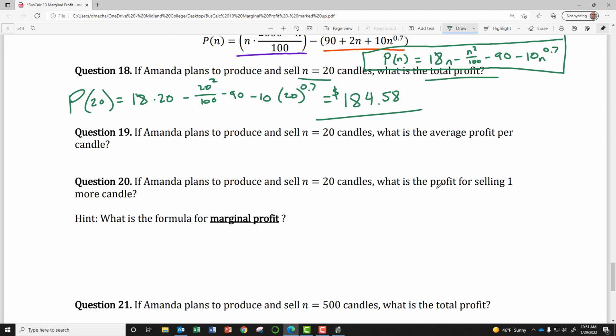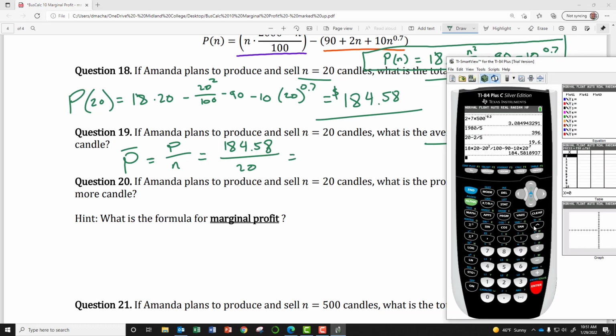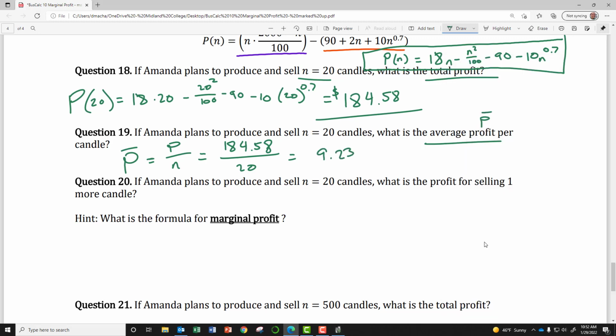Okay, now we're asking about average profit. And so for average profit, we'll use P bar to represent the average. And so this is just going to be total profit divided by number of candles. And so this is 184.58 divided by the number of candles, which is 20. And so doing this, take that number we got previously, divide by 20, and we get 9.23. So my average profit per candle was $9.23.